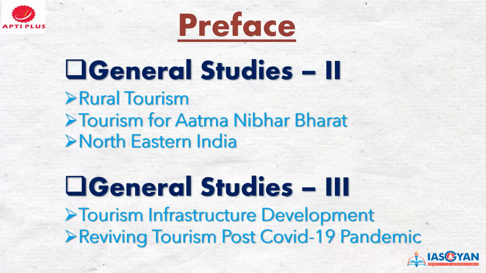And how we'll be going about the discussion. We have segregated the paper into General Studies Paper 2 and General Studies Paper 3. Some of the important articles that I'll be discussing with you today are rural tourism, tourism for Atmanirbhar Bharat, northeastern India, tourism infrastructure development in General Studies Paper 3, and reviving tourism post COVID-19 pandemic.